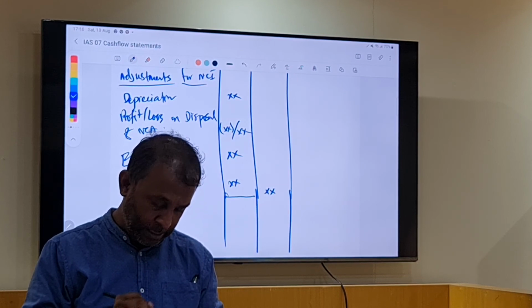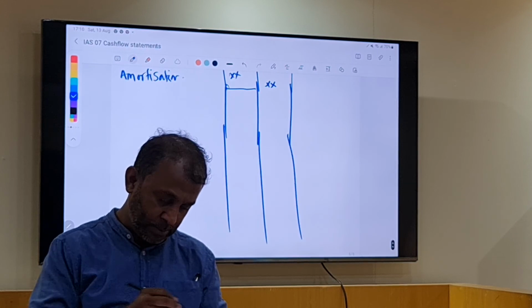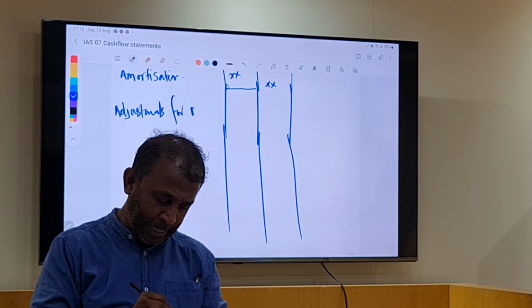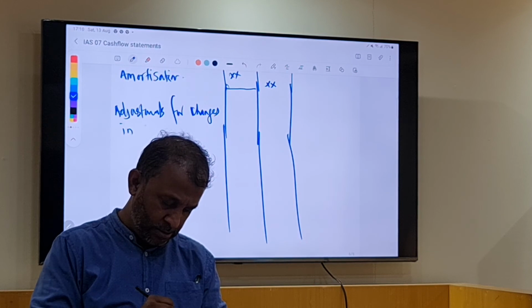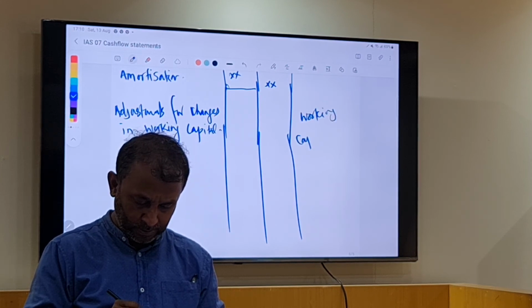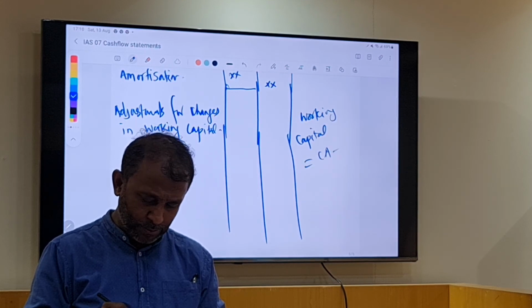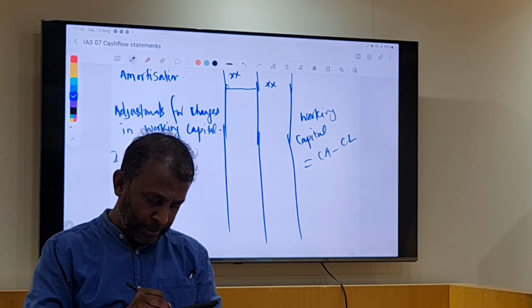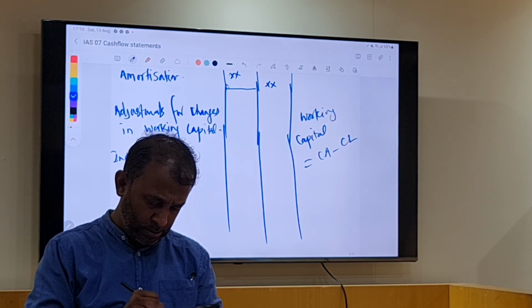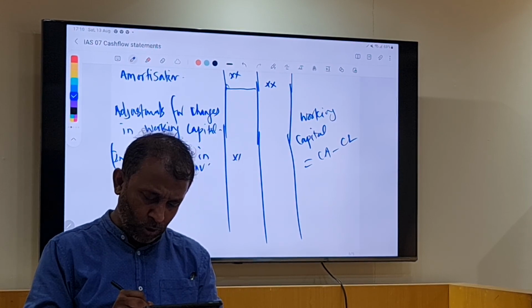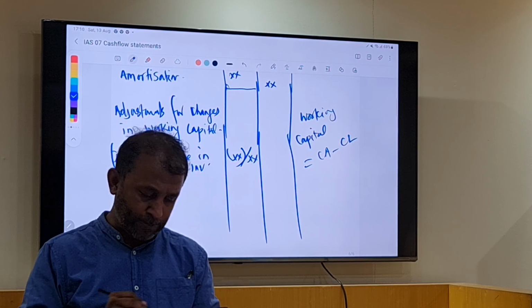Then we also have one more item, adjustments for changes in working capital. Working capital is equal to current assets minus current liability. So, increase or decrease in inventory. If it's an increase, you will show it as minus. If it decreases, you will show it as plus.